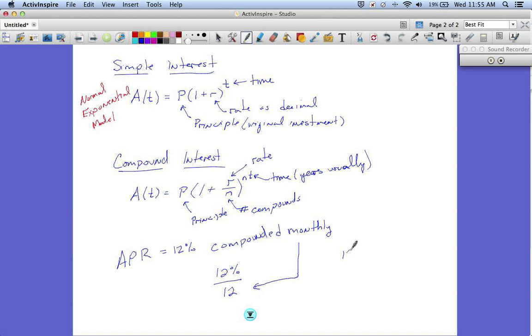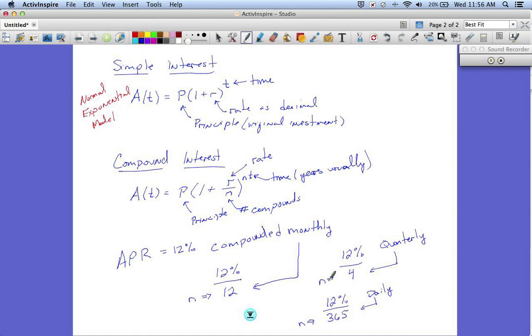Okay? If I did 12% divided by 4, that would be quarterly. Right? There's going to be 4 quarters in a year. Every 3 months, they'll figure out your interest. You'll get 3% each time. If I do 12% divided by 365, that's daily. Right? These are your N values. N equals 12. N equals 365.